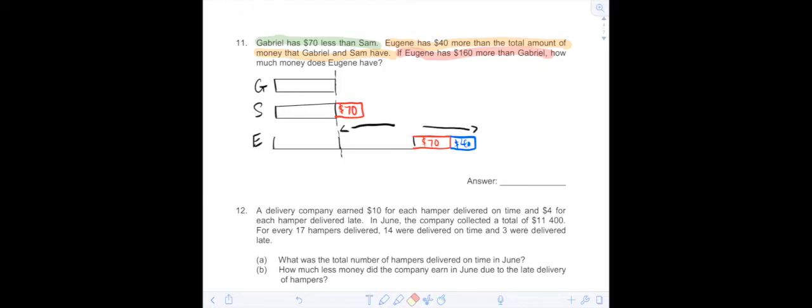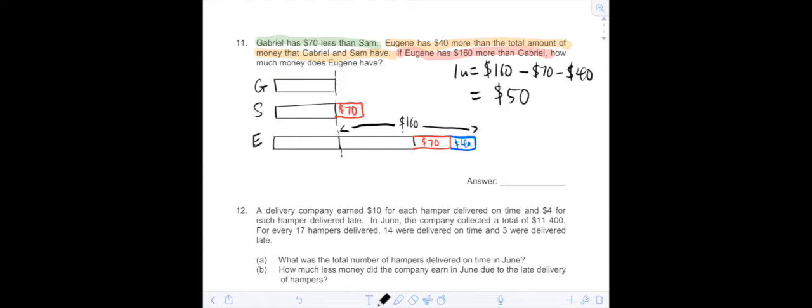Alright, and this one they're telling you now it's $160. So all we need to do to find what is one black unit, take $160 minus 70 minus 30, minus 40, sorry. Alright, that is, you get $50.